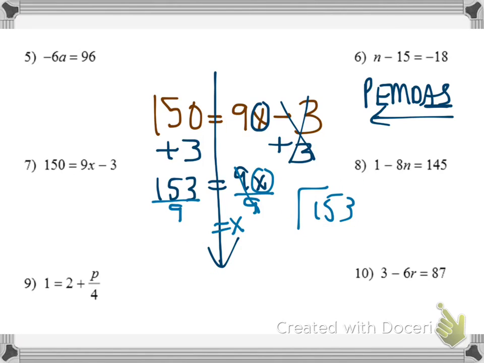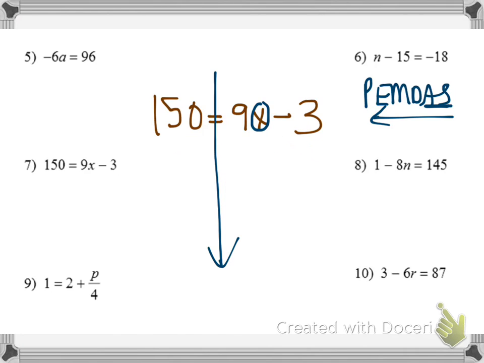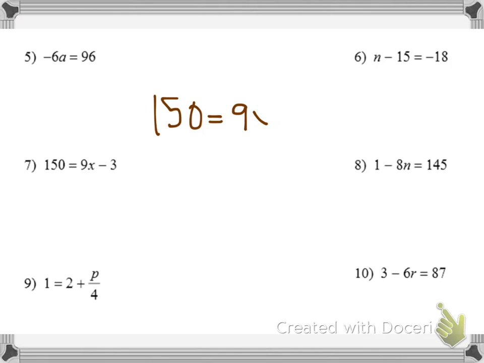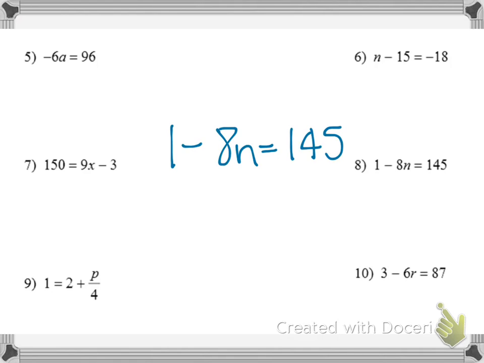All right, let's look at number 8. Number 8 is another two-step equation. 1 minus 8n equals 145. All right, so I'm going to find my variable, and it's n. And this multiplied by negative 8 and this plus 1 are keeping it from being by itself. So I'm going to do PEMDAS backwards, which means I'm going to add and subtract first, which means I'm going to move this 1 first. And I have to do it on both sides.